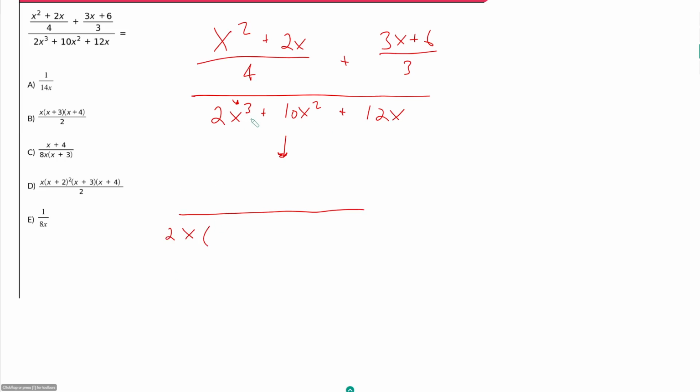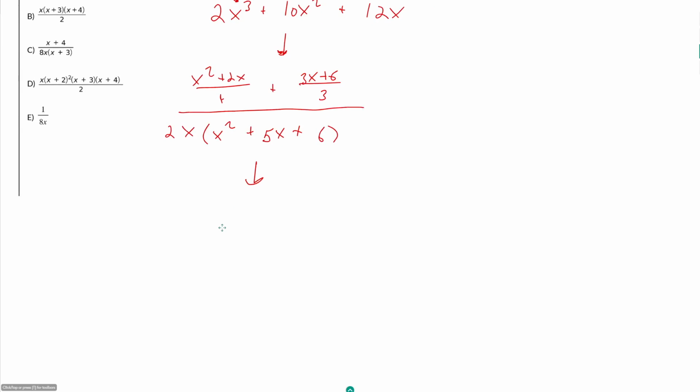So 2x times what gets me back to 2x cubed? That should be x squared. We're just reverse engineering our exponent rules here. Then to get from 2x to 10x squared, I need a 5x here. And then to get from 2x to 12x, this would be a plus 6. So if I'm going step by step, we'll leave the numerator as is. Then we will focus on the next step.